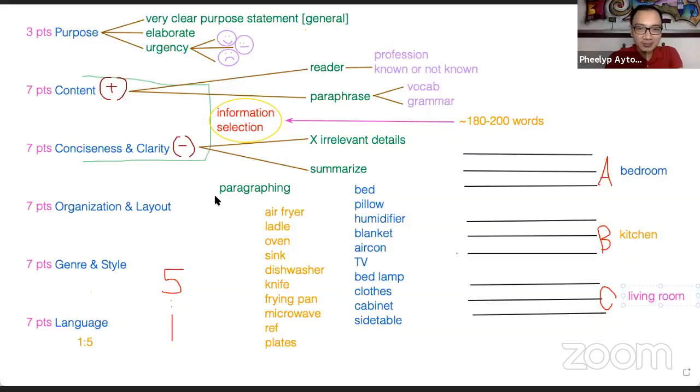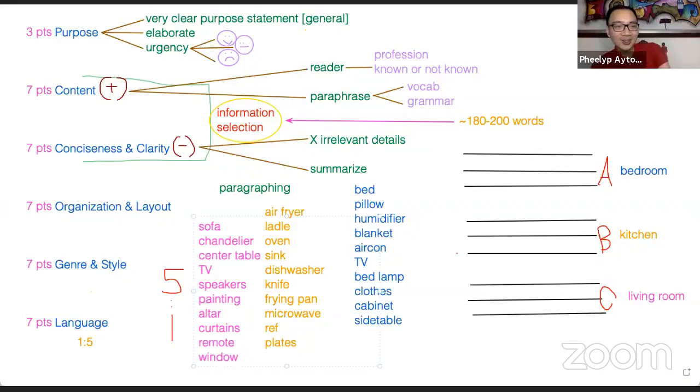10 things you can find in your living room. Sofa, chandelier, center table, TV, speakers, painting, frames, altar, curtains, remote, window. Okay, thank you.